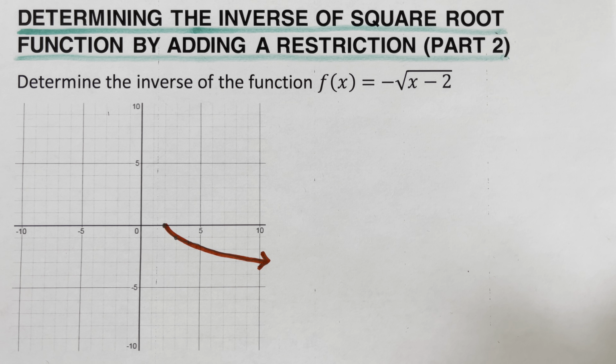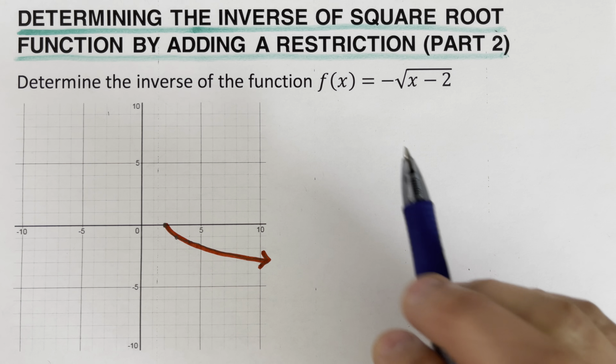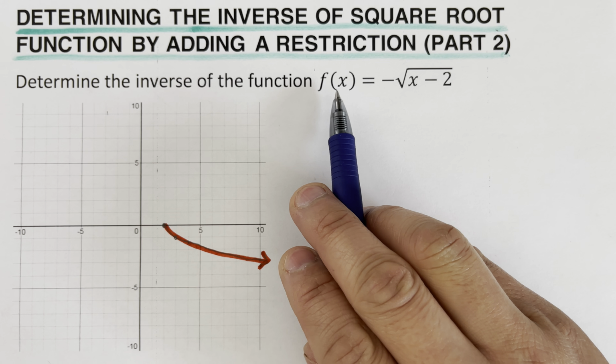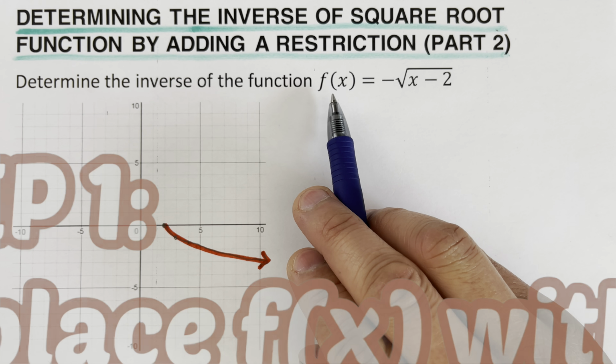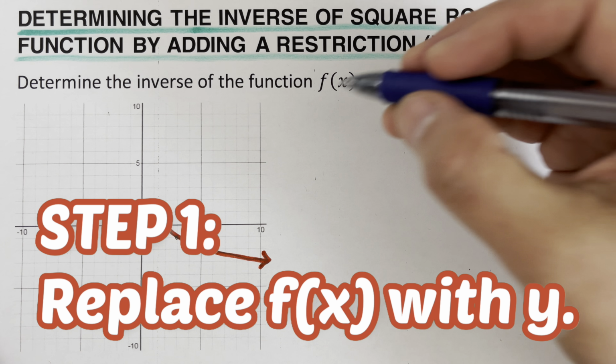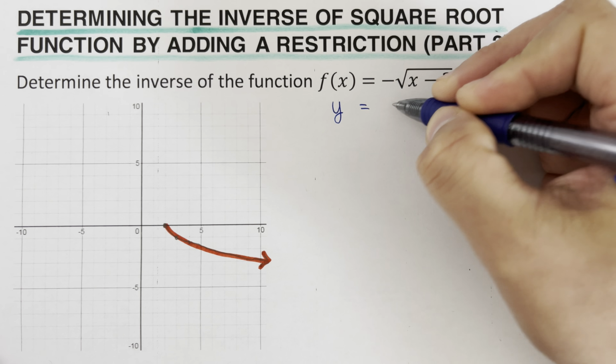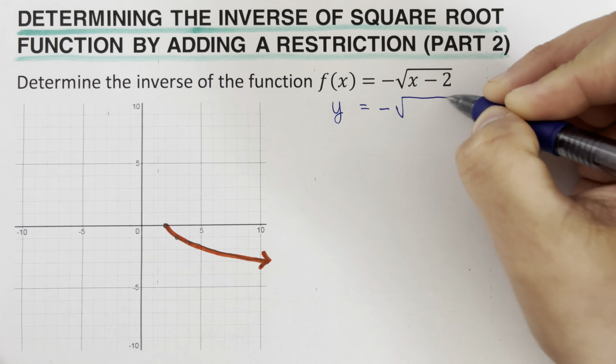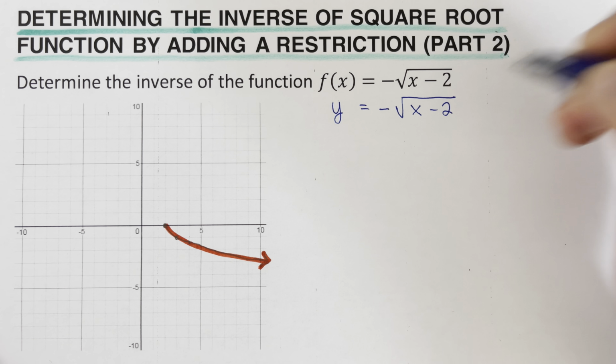So what we are going to do is follow some steps in order to determine the inverse function for this. The first step is to replace f of x with y. So in this equation, this will come out as y is equal to negative square root of x minus 2. So that's the first step.